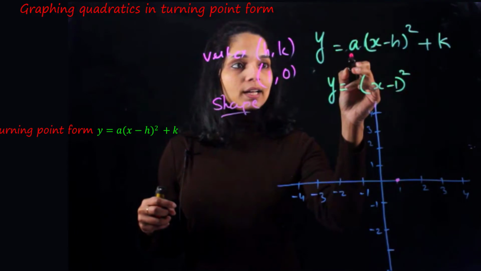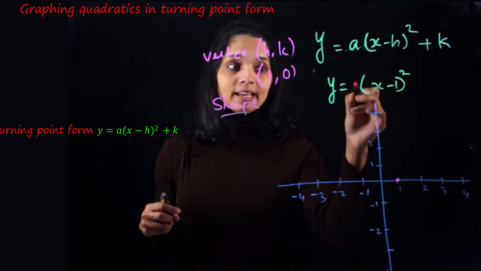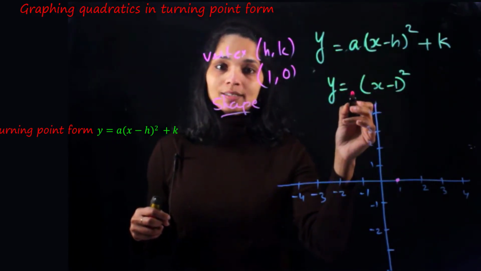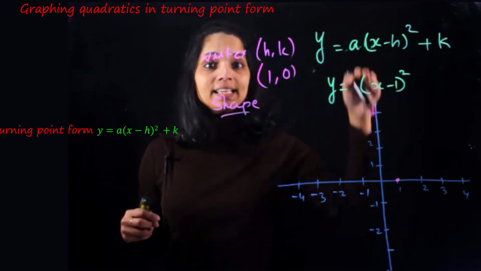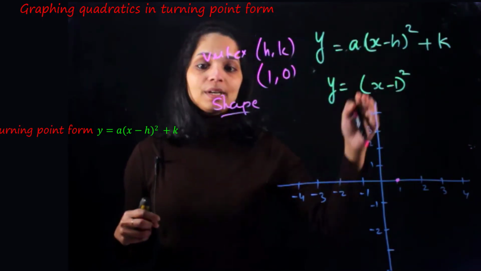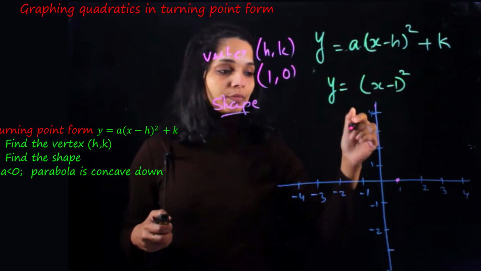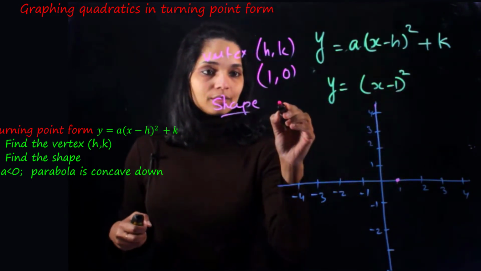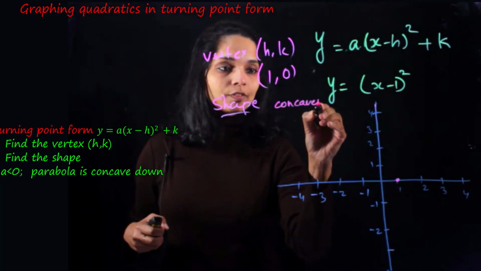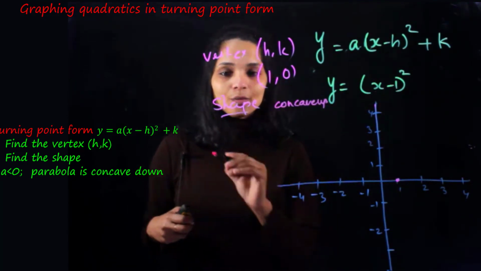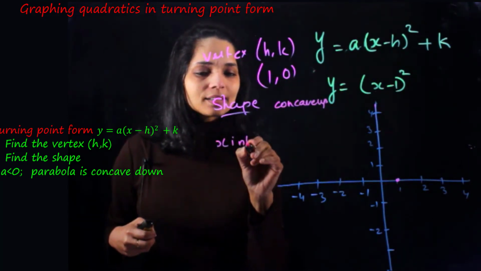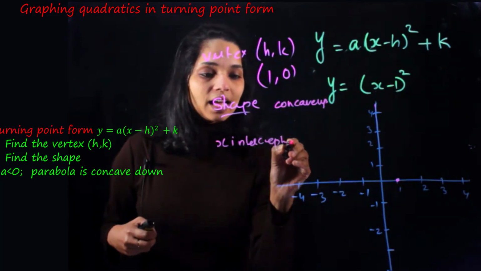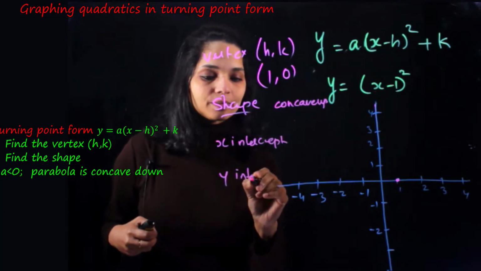Now let's find the shape. That's given by the sign of a. A in this case is positive 1, which means a is greater than 0. The shape is concave up. So the shape is going like that. Concave up.